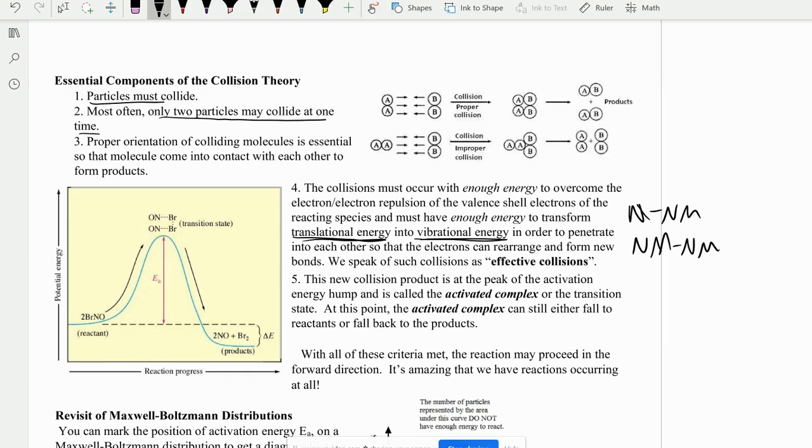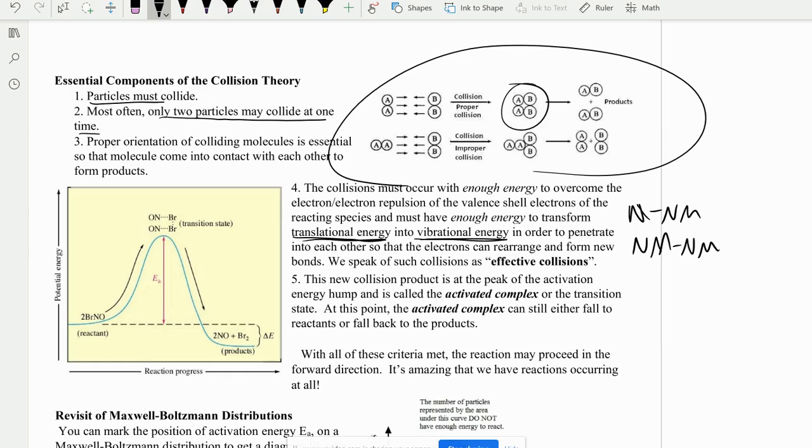Now let's take a look up here at this image. What you're looking at here is reactant A and reactant B coming at each other, hence the arrows pointing inwards towards each other. And if the collision is a proper collision, what you will effectively have is the formation of new bonds to create a new product. Okay.